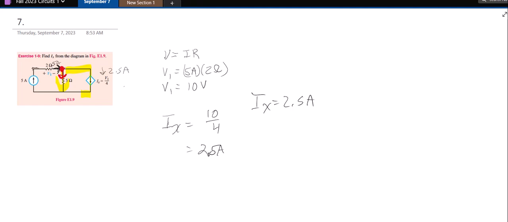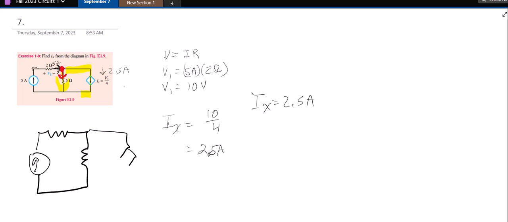And so the current going down, if I redraw this, so this is 2 ohms, this is 5 ohms. This was 5 amps. We now know this is 2.5 amps. We know that the current going down there, if I call that I2, has to also be 2.5 amps. Alright, well, can I figure out what the voltage drop is across this 5 ohm resistor? Can I figure out what V2 is?